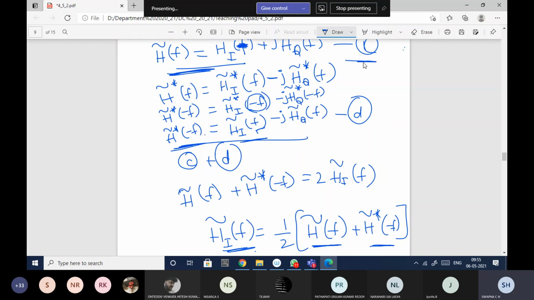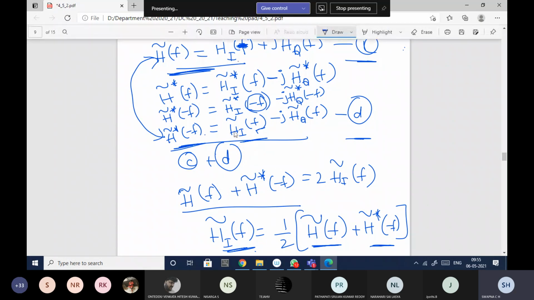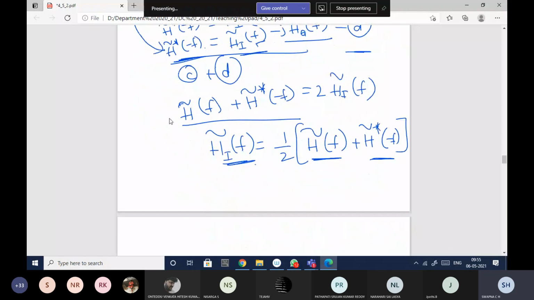Now I've considered this as equation C and this as equation D. Now I have added these two equations. On the right hand side, H_I tilde of f and H_I tilde of f get added, so it will be 2 H_I tilde of f, and the other terms cancel each other, since one is plus and one is minus. So finally, H_I tilde of f is nothing but half of H tilde of f plus H tilde star of minus f. This is how we find H_I tilde of f.